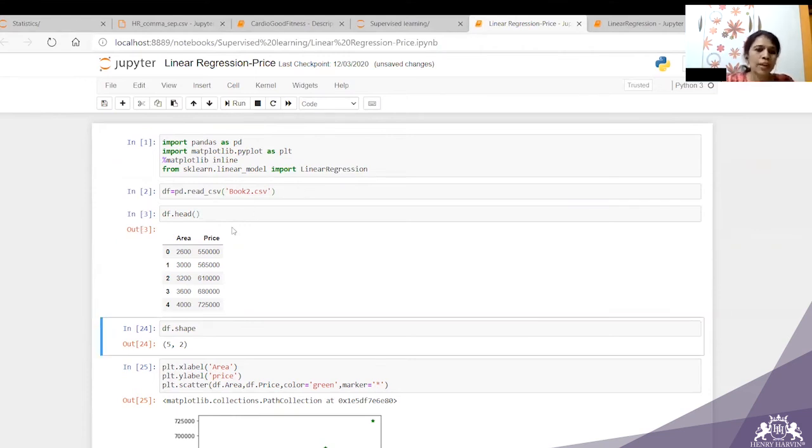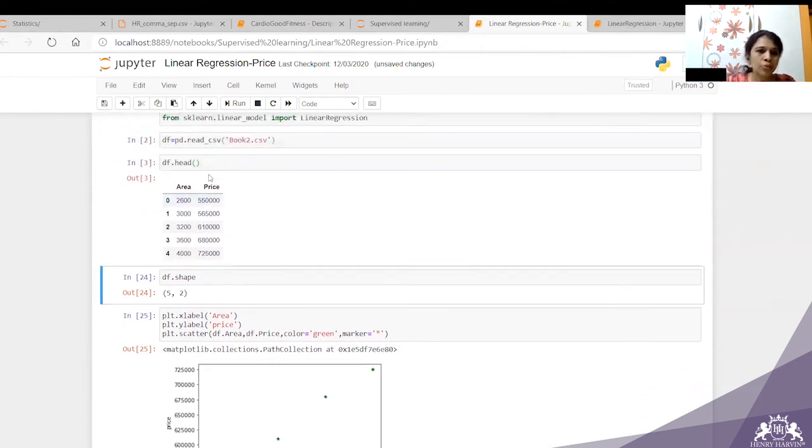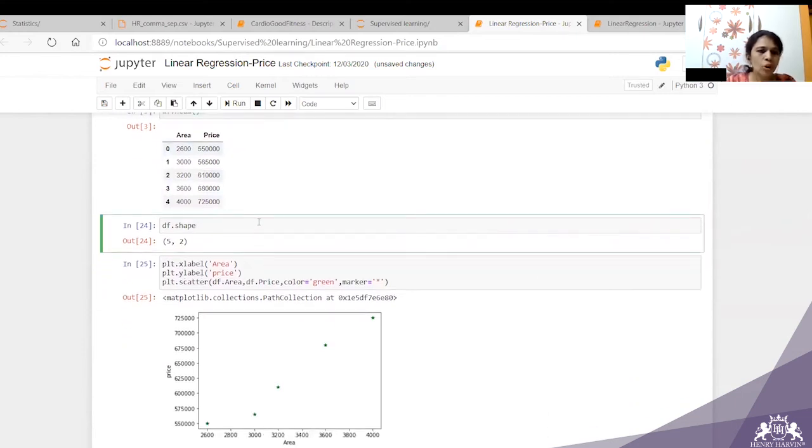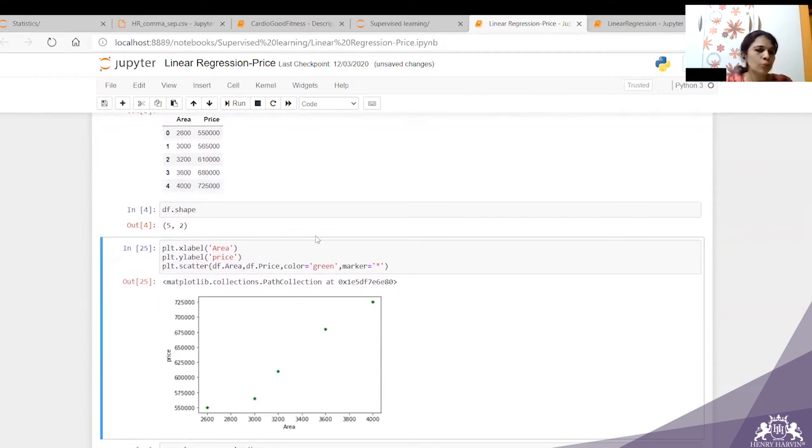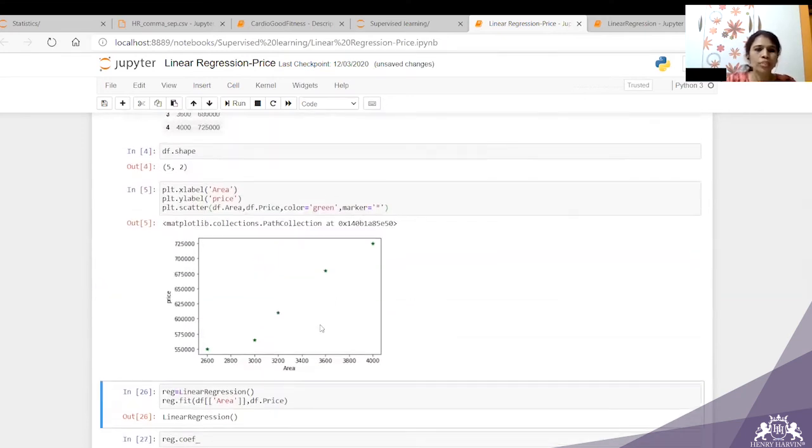I'm looking into my data. It is just showing area and price. I have taken a very small data set of shape 5,2, just to show you how it works. Then we will deal with a bigger data set. In the x axis I have taken area, and in the y axis I have taken price, and then I want to construct a scatter plot. When I construct it, this is the graph I get.